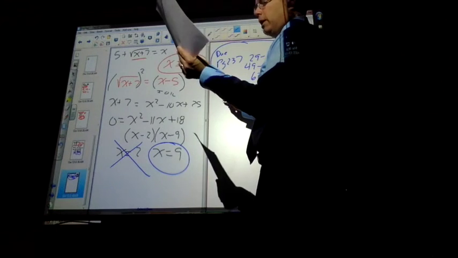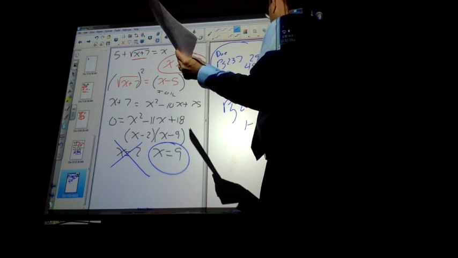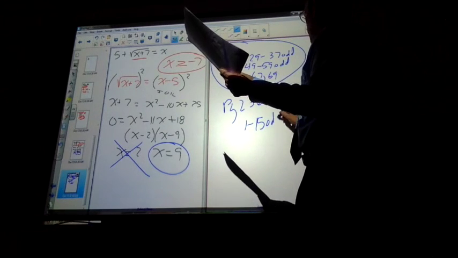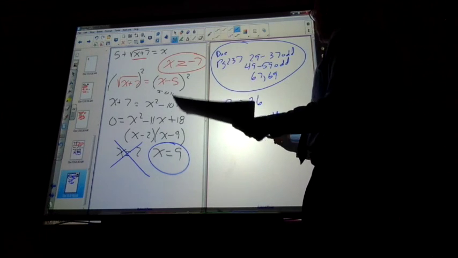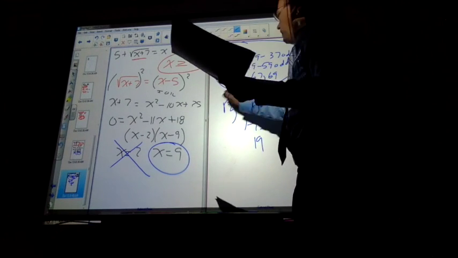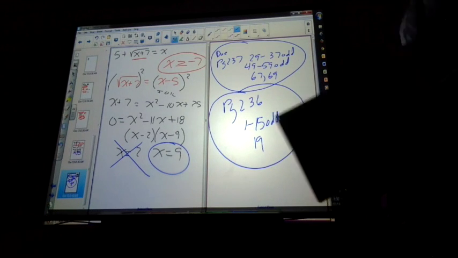But this will also be checked off tomorrow. Page 236. So this was assigned on Friday, but this one down here will be new. So 1 through 15 odd and also number 19. Okay, so you have both of those. You have the opportunity to work. We got a few books up here. Grab them.